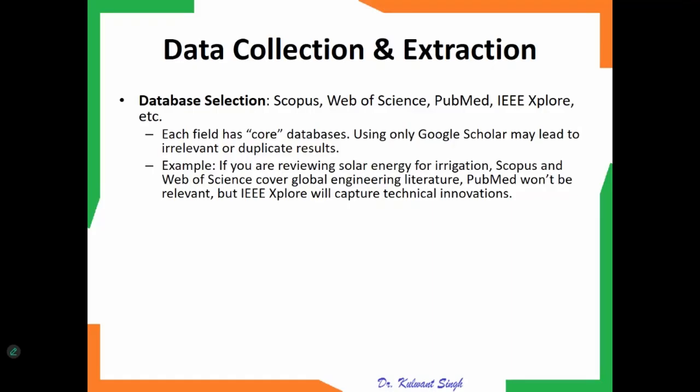And if you do not select a good database, then every reviewer, every expert will raise this question: why did you select this database? And if we justify with the answer that in our organization there was no subscription, that is not a good answer. If we are reviewing, for example, solar energy for irrigation, Scopus and Web of Science cover the complete engineering literature. If any scholar selects PubMed for this topic, then I think it is not relevant, and you will not get any good data or good studies.